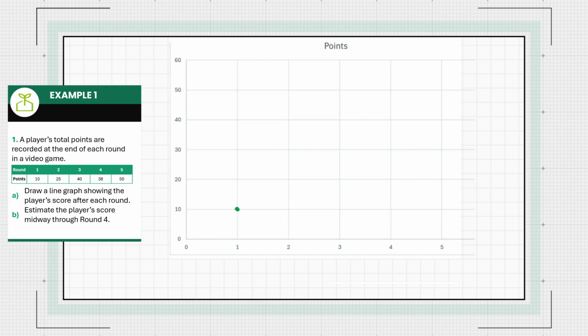So we're going to have to estimate here, it's going to be halfway between these numbers. So 25 points should be about here. 40 points for round 3. And then 38 for round 4. So we're going to get really close to 40 for round 4. And then for round 5, we have 50. Alright, after that, we're just going to join all of these points up.